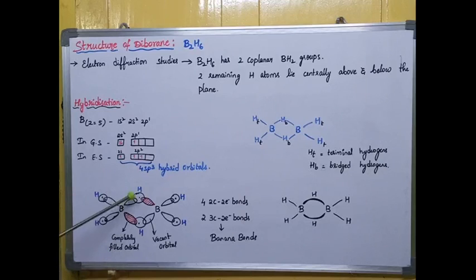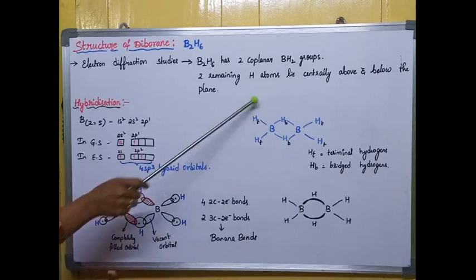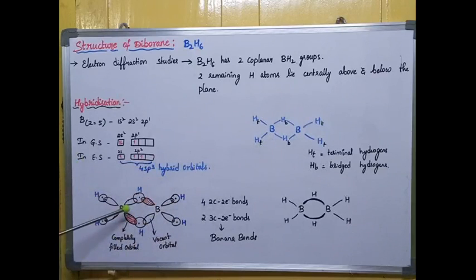So 2 banana bonds, 3-centered 2-electron bonds, are observed in diborane, and 4 2-centered 2-electron bonds are observed. Those are normal covalent bonds. 2-centered 2-electron bonds mean 1 boron and 1 hydrogen; 2 centers, 2 electrons are involved. So there are 4 such bonds, which are the 4 terminal hydrogens. And there are 2 3-centered 2-electron bonds, each involving 2 boron atoms and 1 hydrogen atom.